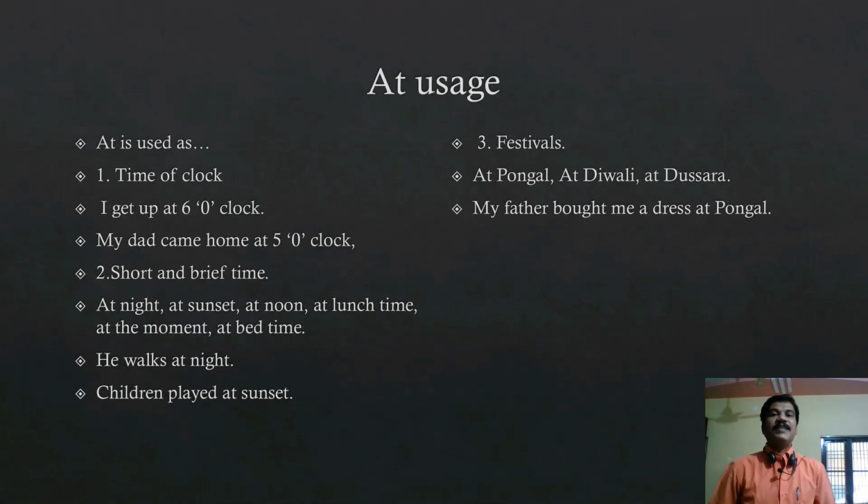Now the usage of "at". "At" is used for time of the clock. I get up at 6 o'clock. My dad came home at 5 o'clock. For short and brief times: at night, at sunset, at noon, at lunchtime, at the moment, at bedtime. He walks at night. Children played at sunset. We use "at" before festival names: at Pongal, at Diwali, at Dasara. My father brought me a dress at Pongal.